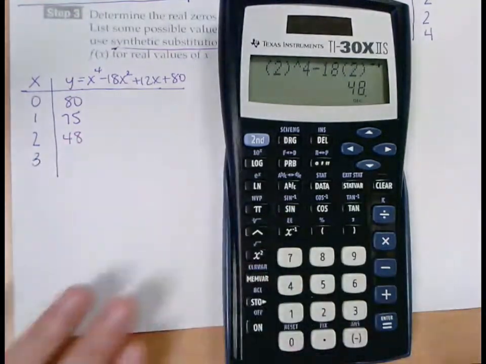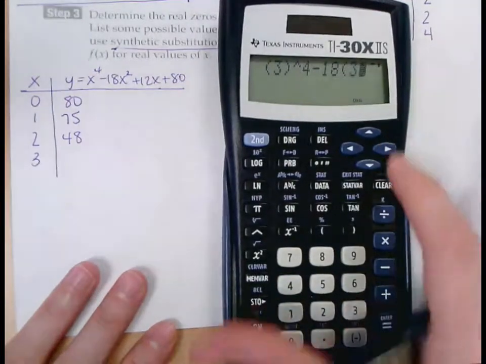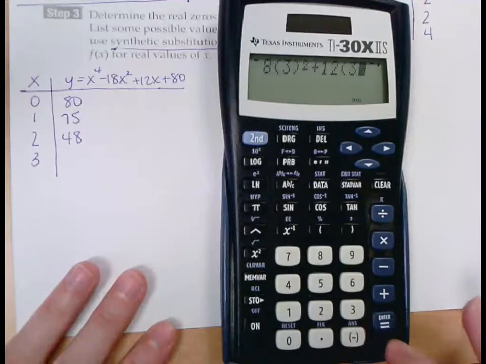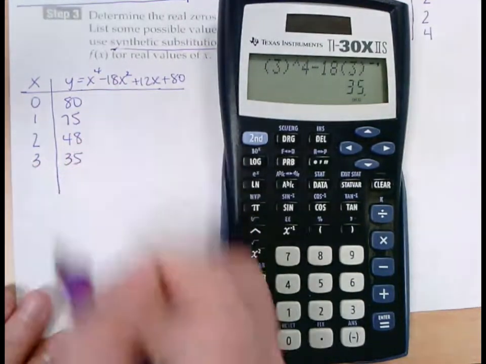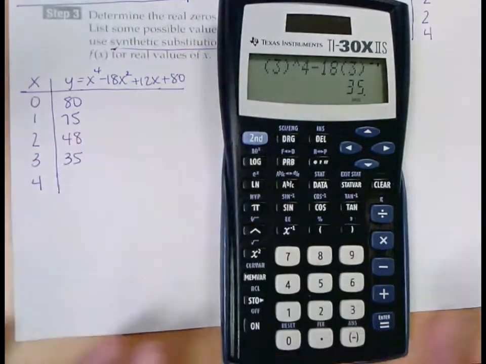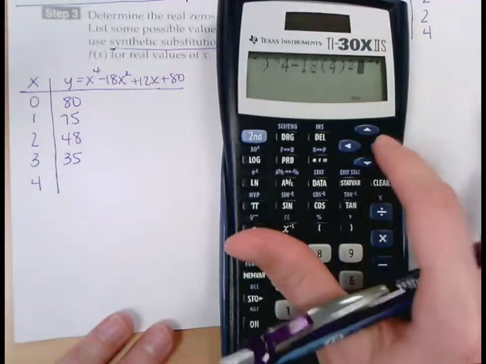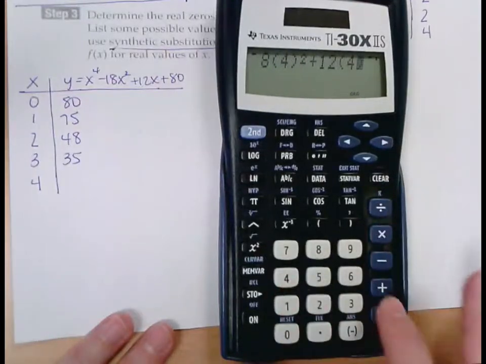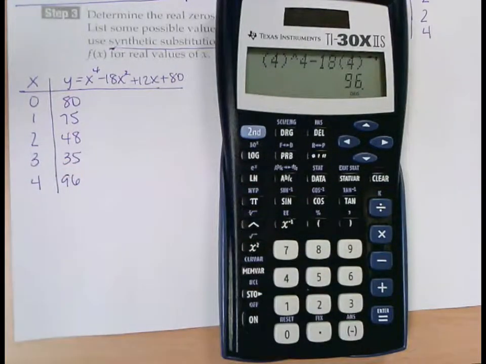So now I'm going to plug in 3. That y value is 35. Still not 0, but closer. Plug in 4. Okay, when I plug in 4, I get 96. Okay, that is now going the opposite direction I want it to go. I'm now farther away from 0.